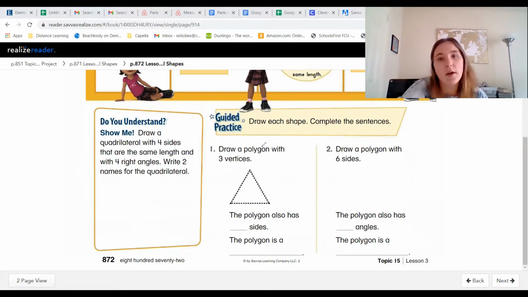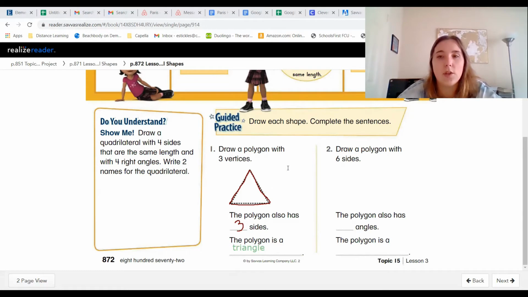So it says draw a polygon with 3 vertices. So if it has 3 vertices, that means it also has to have 3 sides. So a polygon with 3 sides would be a triangle. So we're going to draw a big triangle here. And like I said, the vertices and the sides are all the same number. So that means the polygon has 3 sides. And we would call this a triangle.